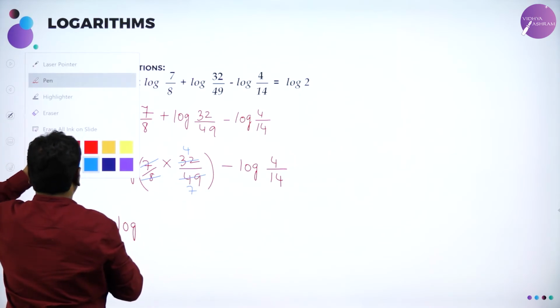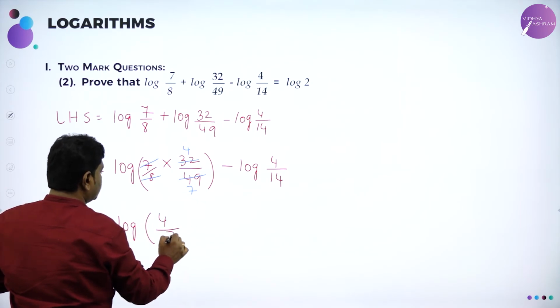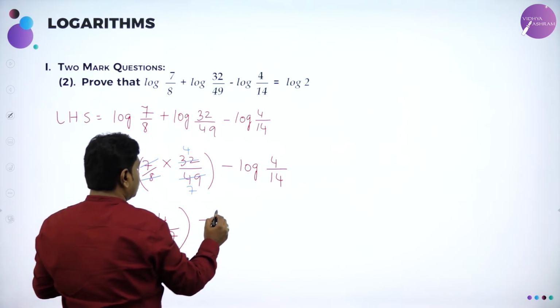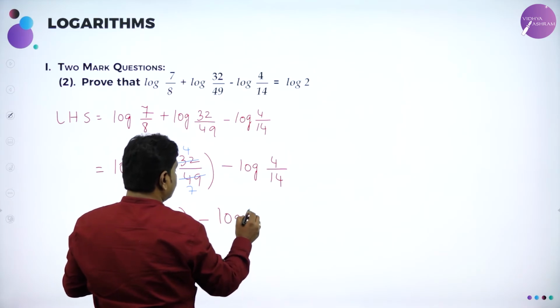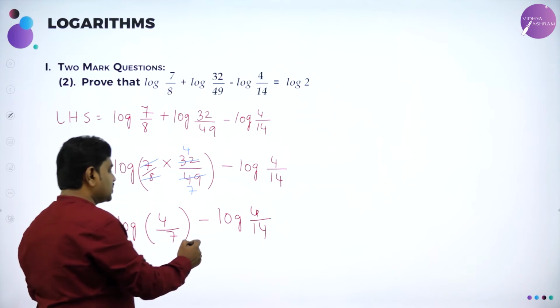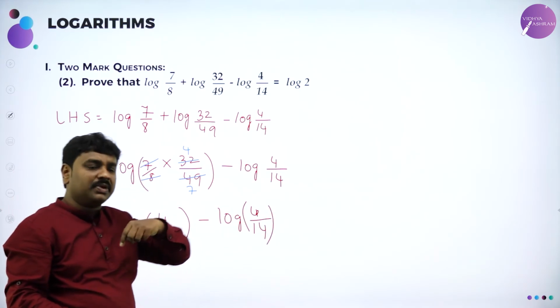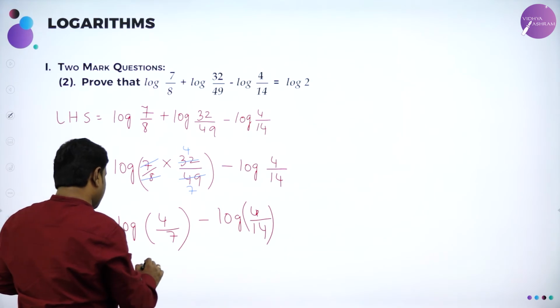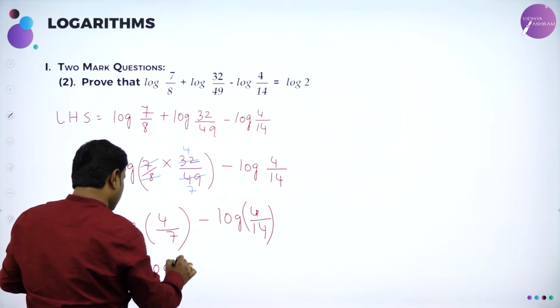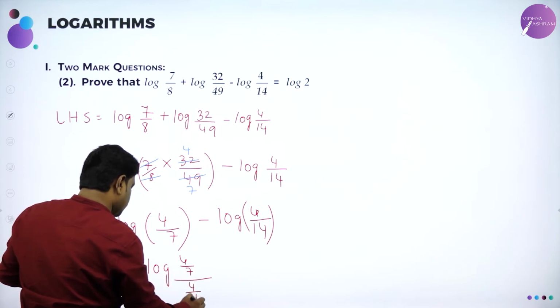So what is left out? In the numerator I am left with 4, in the denominator I am left with 7, minus log 4 by 14. So now it is log a minus log b. All of you know log a minus log b can be written as log a by b. Here a means 4 by 7, divided by b means 4 by 14.